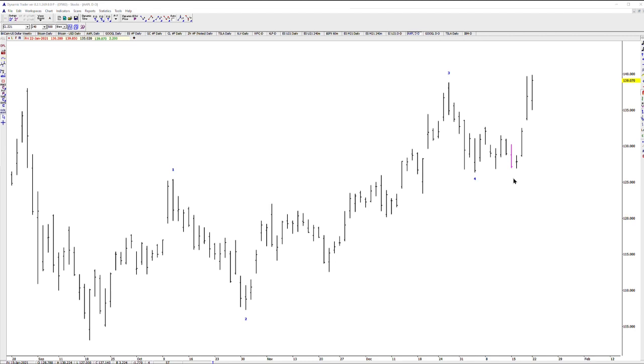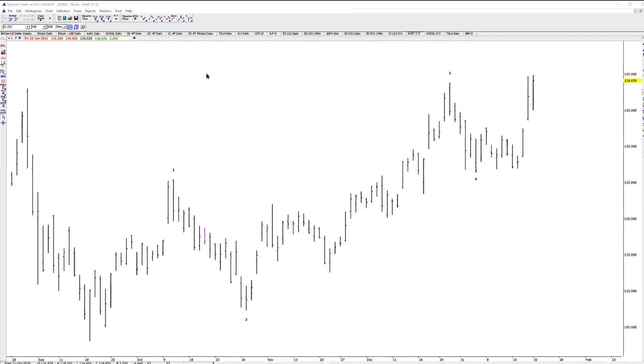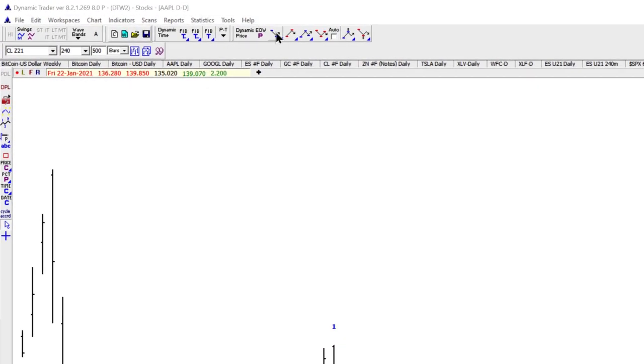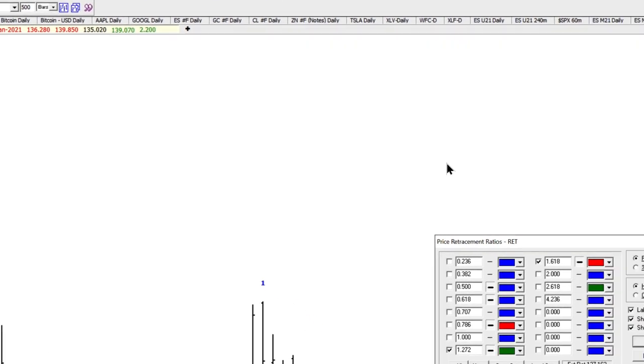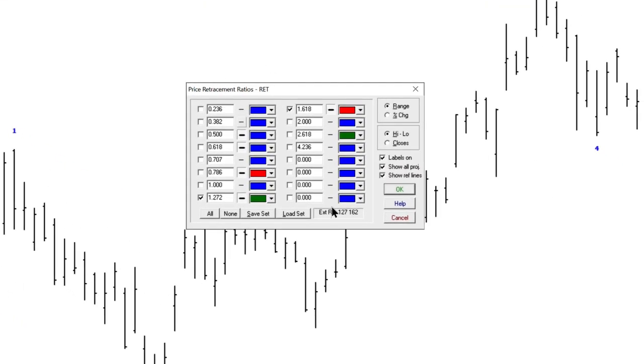So let's put those on, and then we'll describe it a little more once we get them on there. I'm going to click on our retracement levels, and I've chosen the external retracement set, which is 127, 162% retracement. I do the 127 and color it green because more than likely this trend will continue at least to that level.